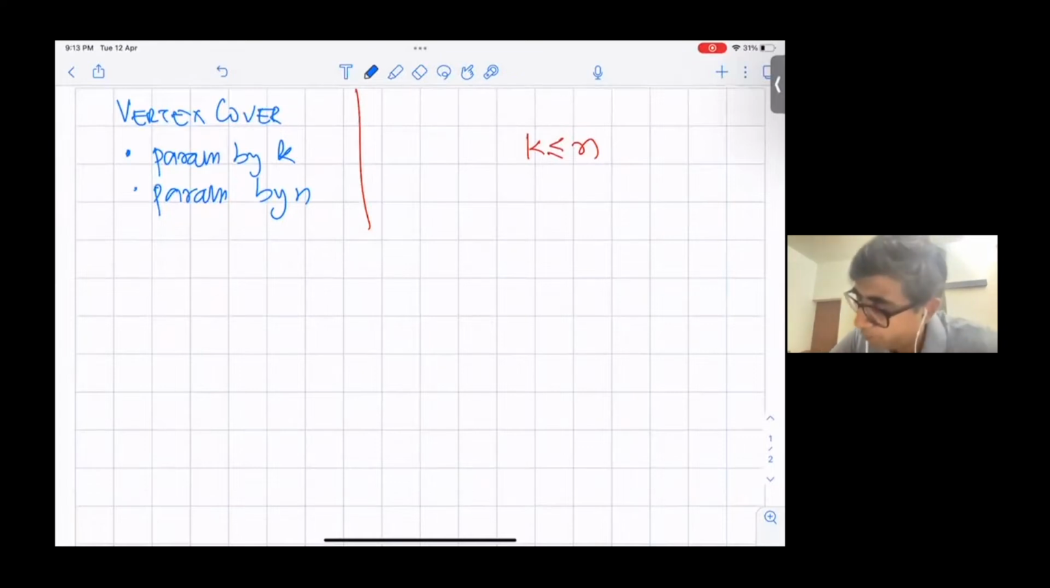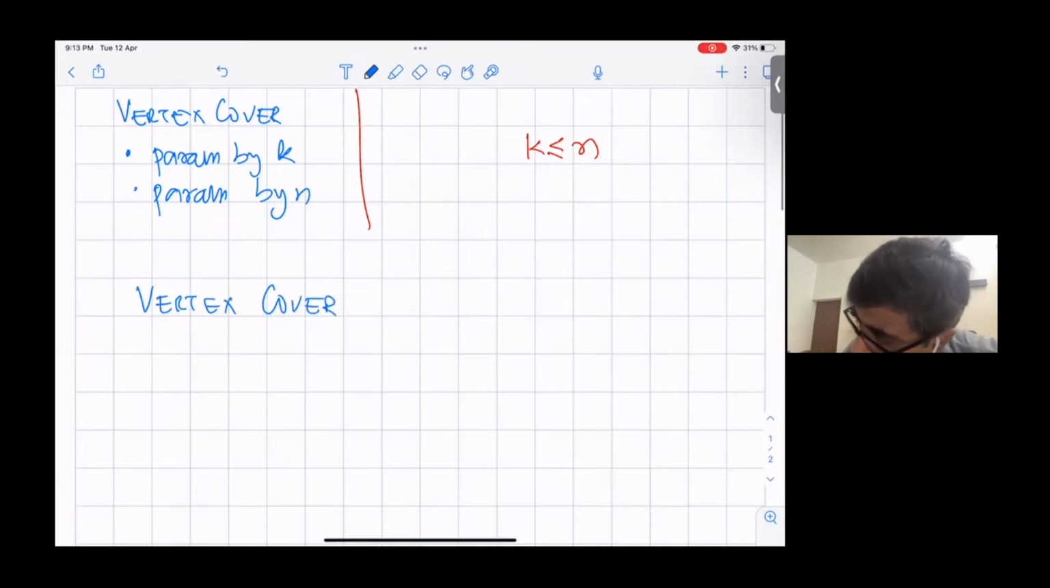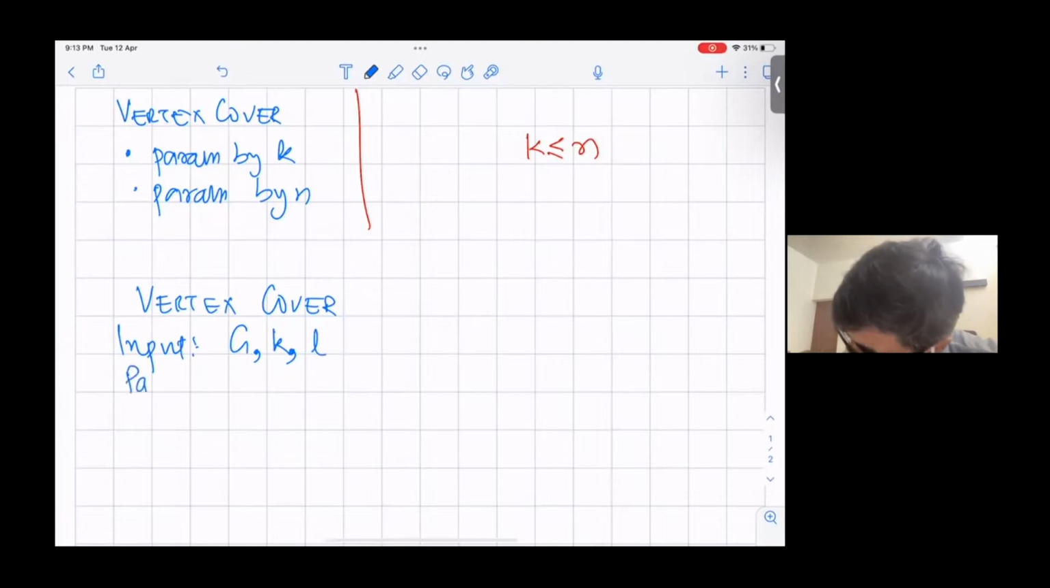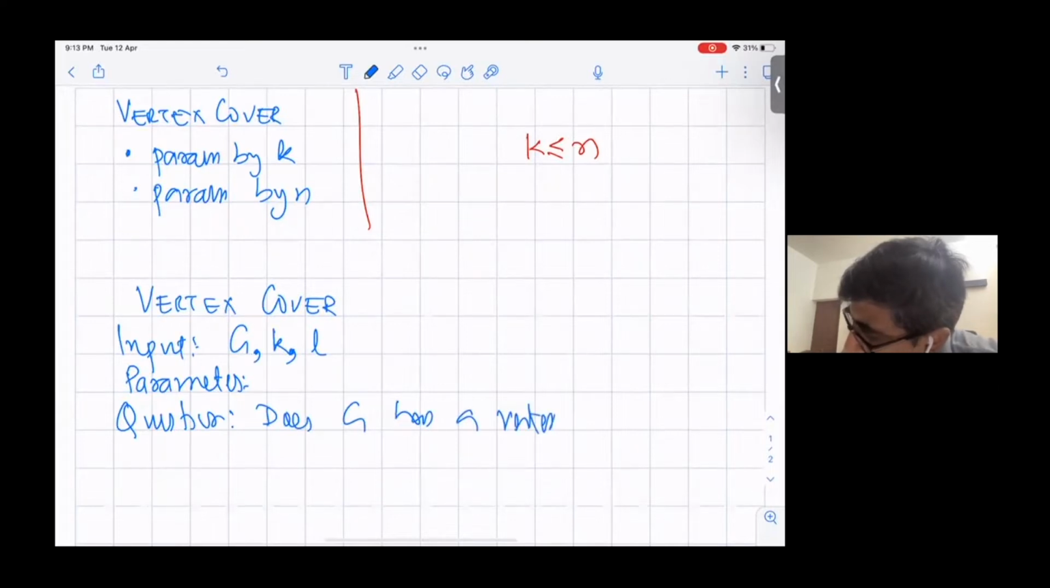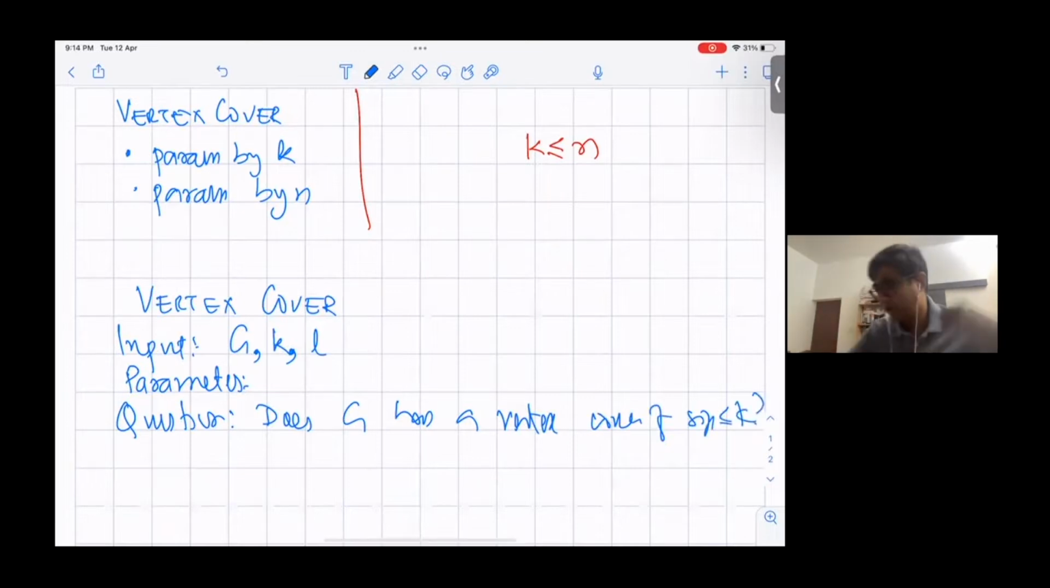So let's look at the vertex cover problem itself, but now the input is G, K, L. Now we will fix what the parameters should be. And the question is, as always, does G have a vertex cover of size at most K? Now, what is this L?